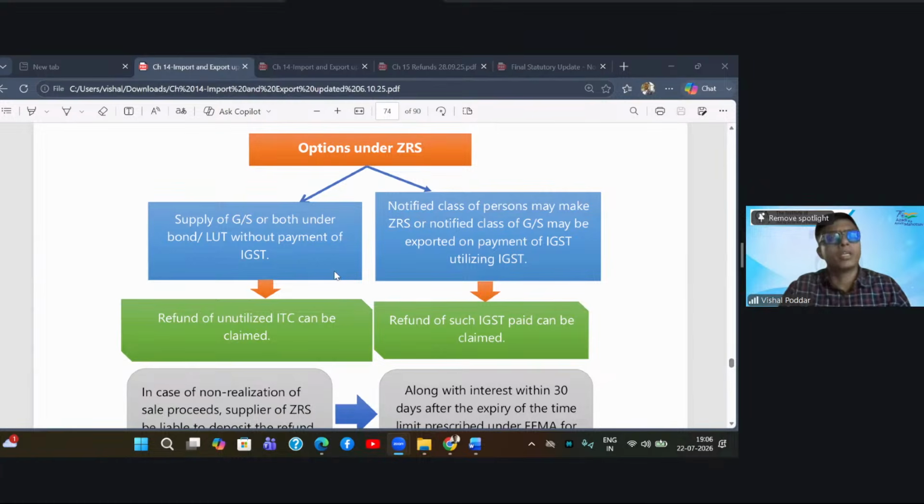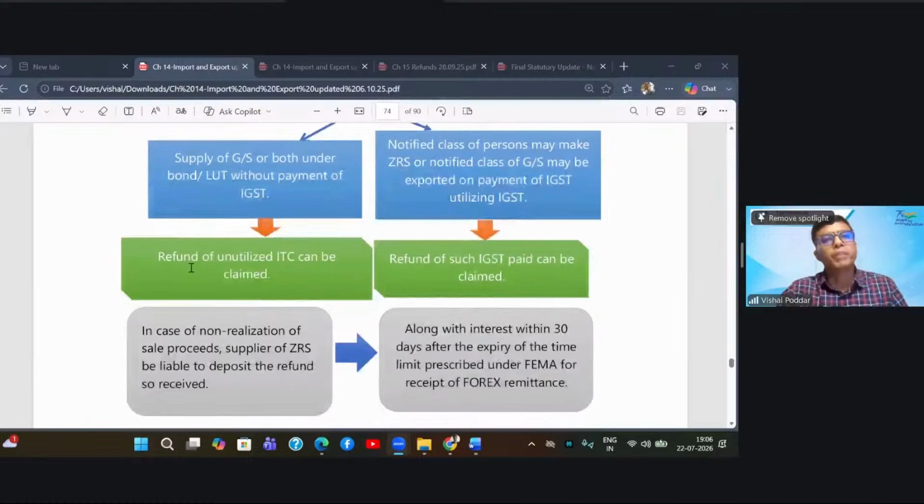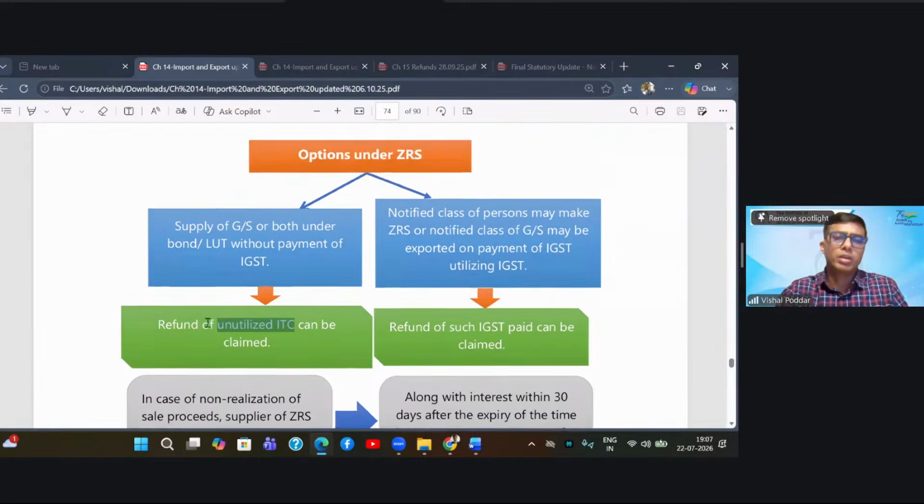First, Section 16 of the IGST Act gives you two options. It says that supply of goods or services or both, you can supply it without making payment of IGST on the outward amount by giving a bond or letter of undertaking. Now, if you supply your goods and services under bond or LUT, on those goods or services on the outward value, you don't have to levy IGST. But at the same time, whatever is your unutilized ITC, which you have taken on the inward items, you can get back by applying for a refund.